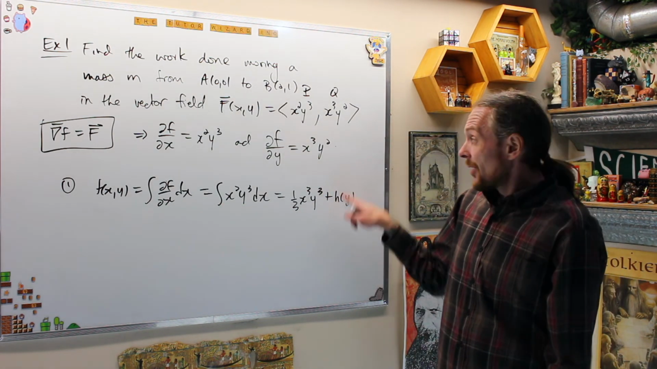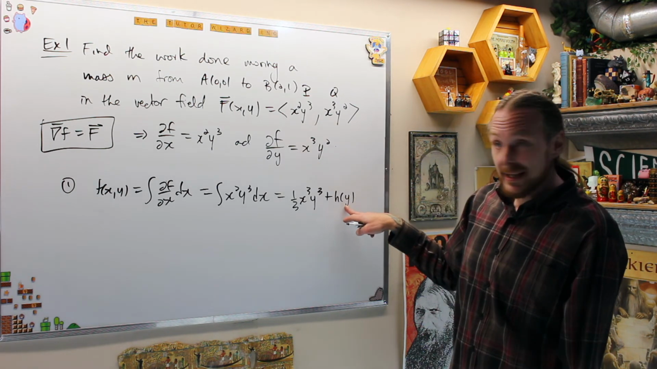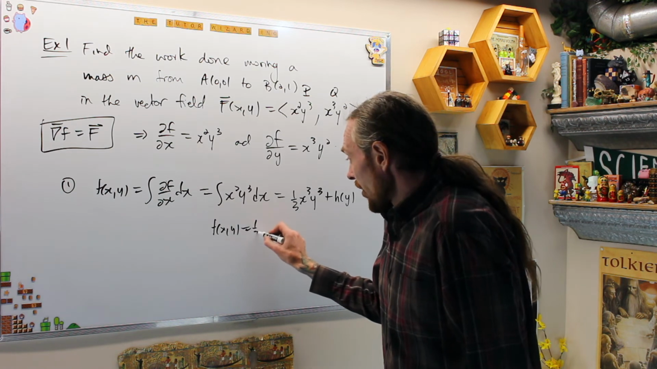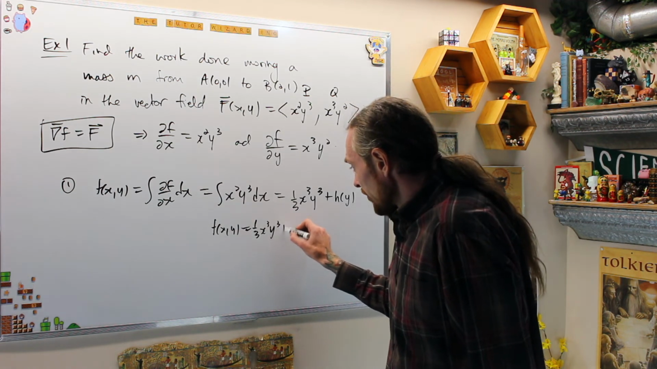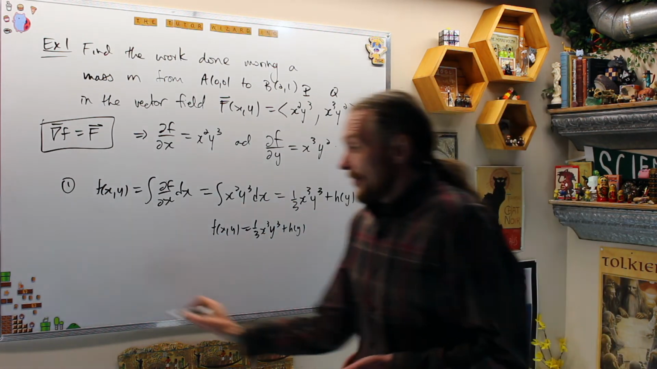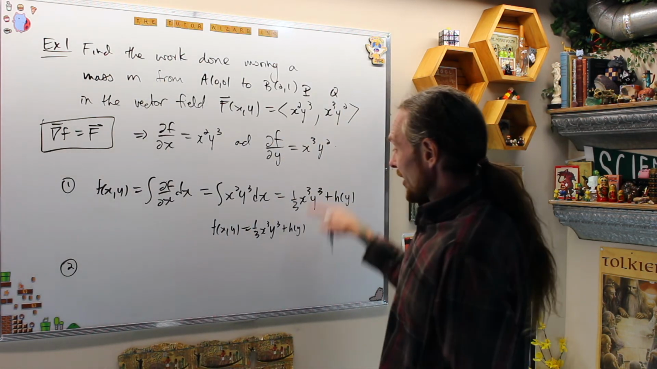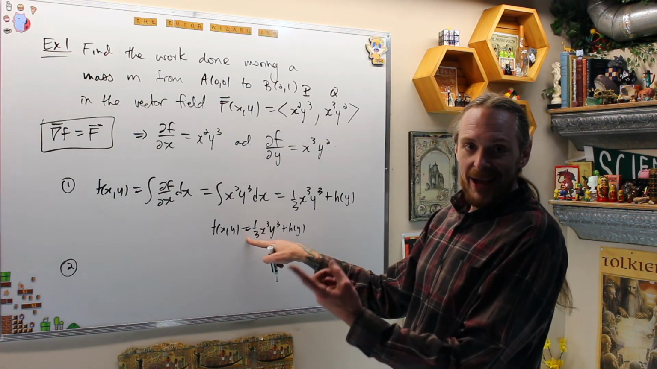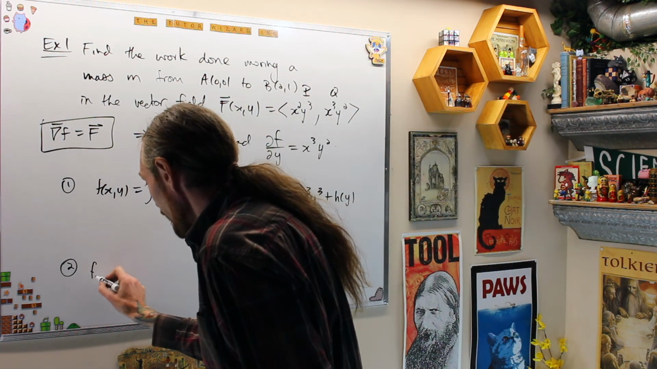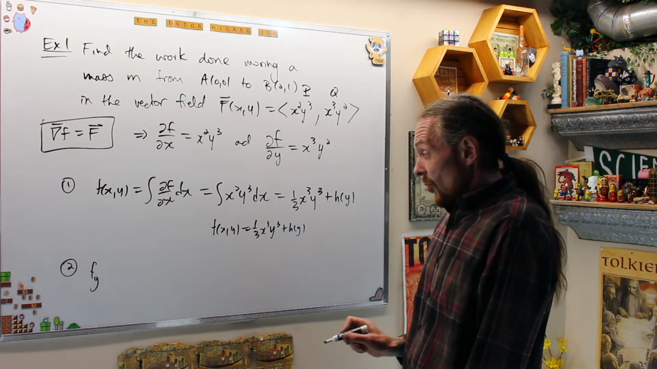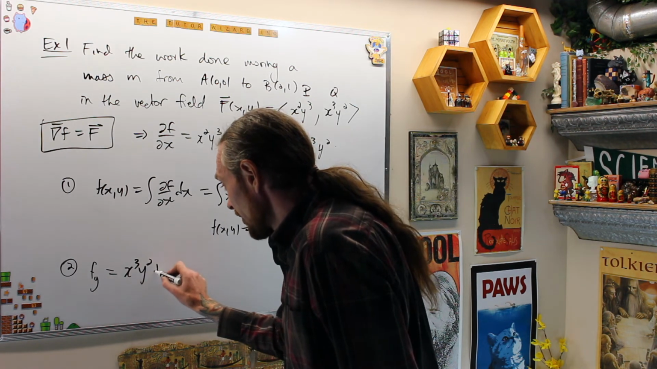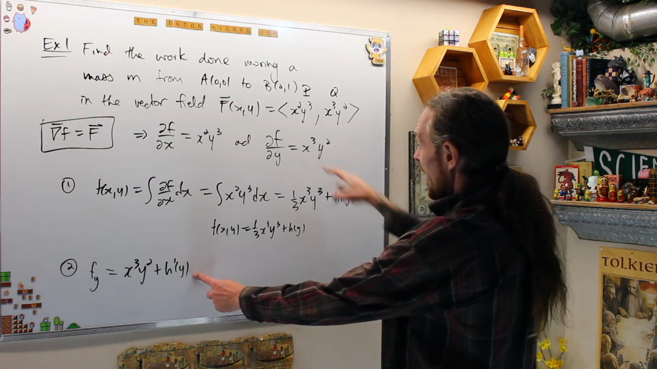And now what am I going to do? Now I'm going to use this equation to find out what that function is, and then I have my function. This already tells me that my function is 1 over 3 x cubed y cubed plus a function of y. Once I find that, I'm done and I have my potential. Now I take the partial with respect to y and make it equal to this. That says f_y, the partial of f with respect to y, is going to equal what? Magically the 3 will cancel, and I'm going to get x cubed y squared plus h prime of y. On the other hand, it equals this.